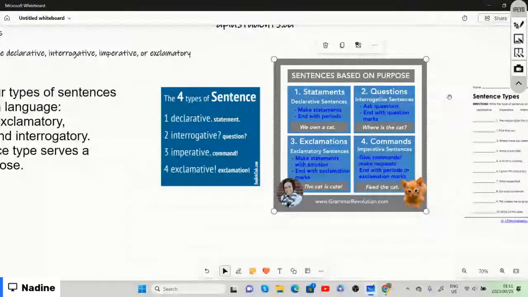And also, when it comes to an exclamatory sentence, if we look at the example, the cat is cute, and it ends with an exclamation point. And then we have a command, and a command is called an imperative sentence.